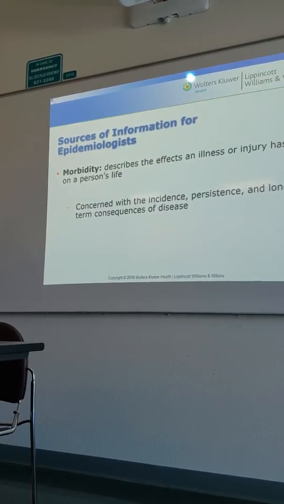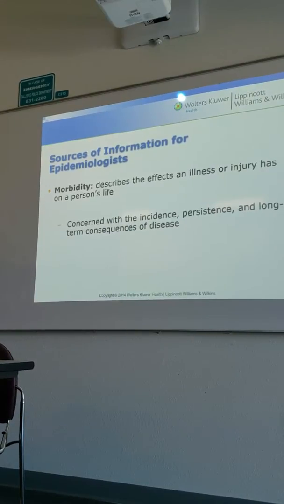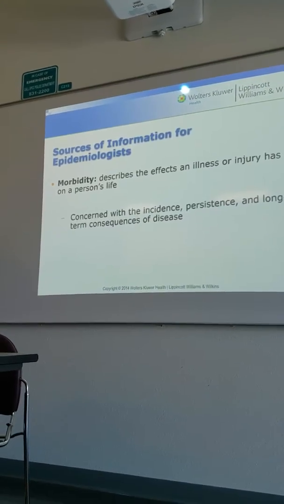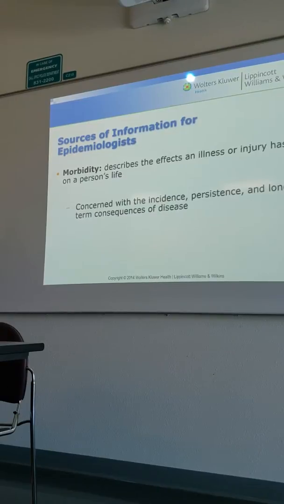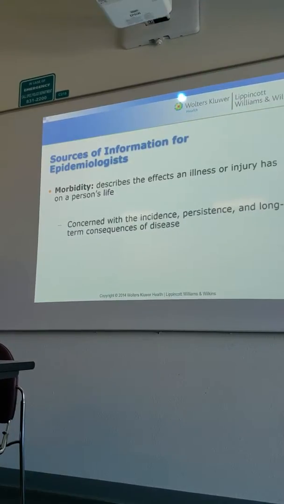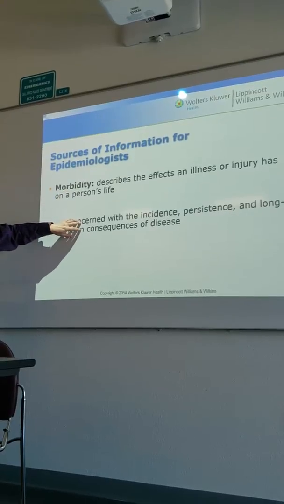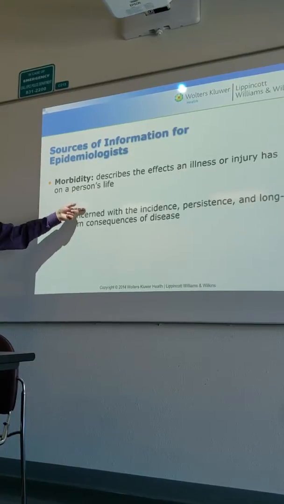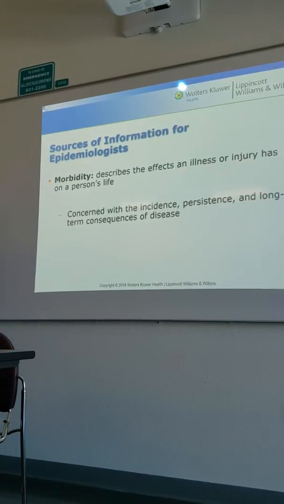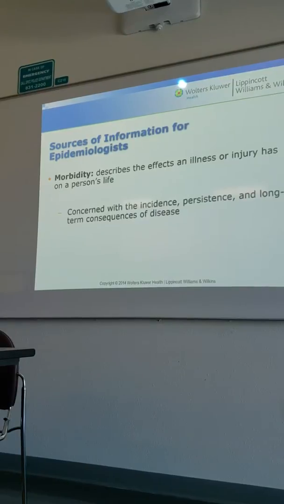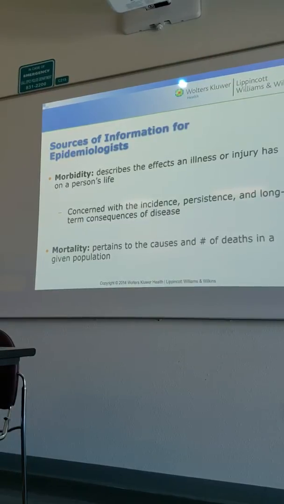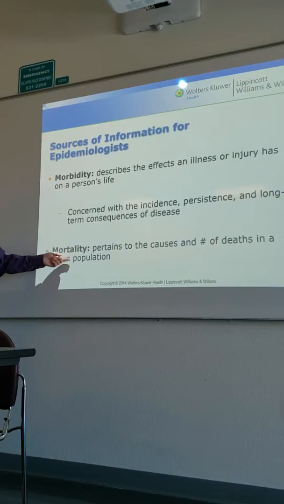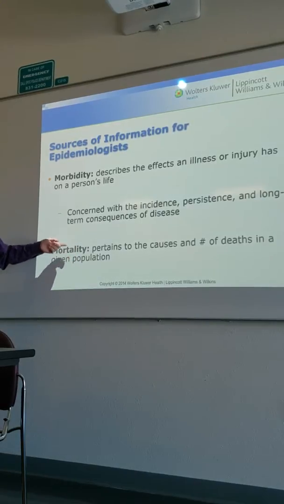Morbidity is what? How bad it is. How sick it's gonna make people. Describe the effects an illness or injury has on a person's life. Concerned with incidence, persistence, long-term consequences. Let me get to the other one, and we'll talk about the two differences. And mortality is just what? Death. The cause and number of deaths in a given population from a particular condition.